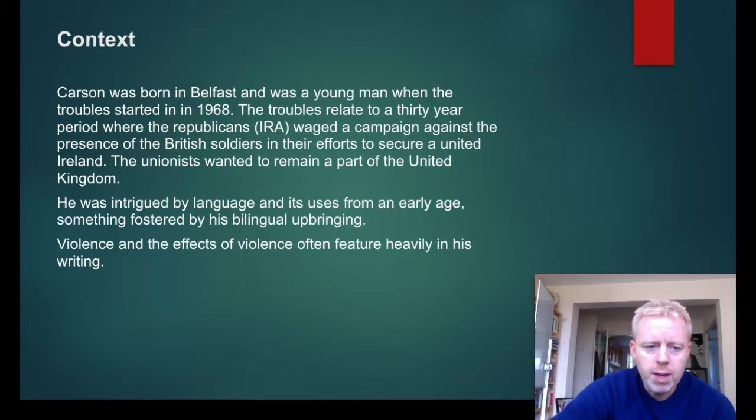Carson was born in Belfast and was a young man when the Troubles started in 1968. The Troubles relate to a 30-year period where the Republicans waged a campaign against the presence of the British soldiers in their efforts to secure a united Ireland. The Unionists wanted to remain a part of the United Kingdom. He was intrigued by language and its uses from an early age, something fostered by his bilingual upbringing. Violence and the effects of violence often feature heavily in his writing, and you can see that apparent in Belfast Confetti.